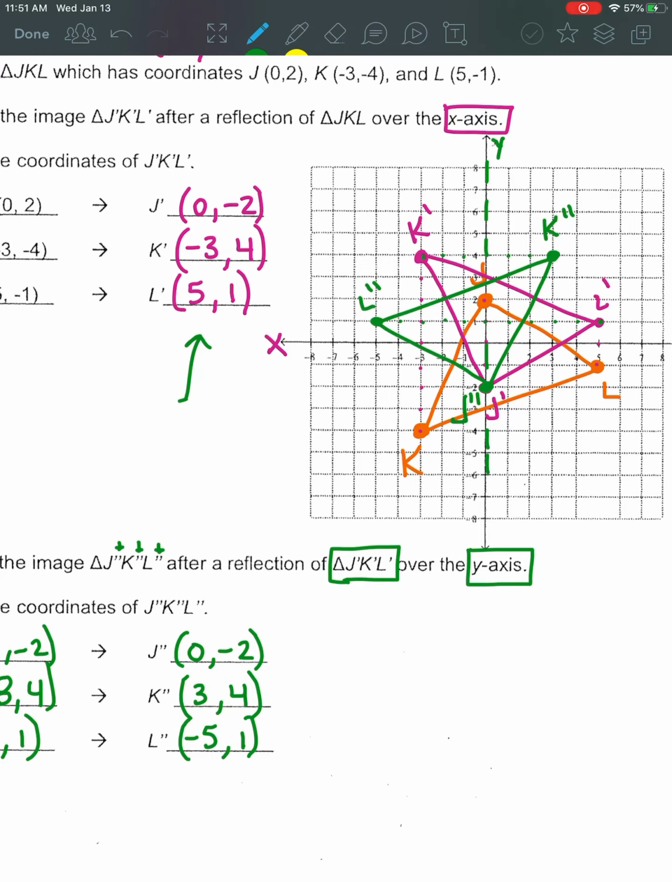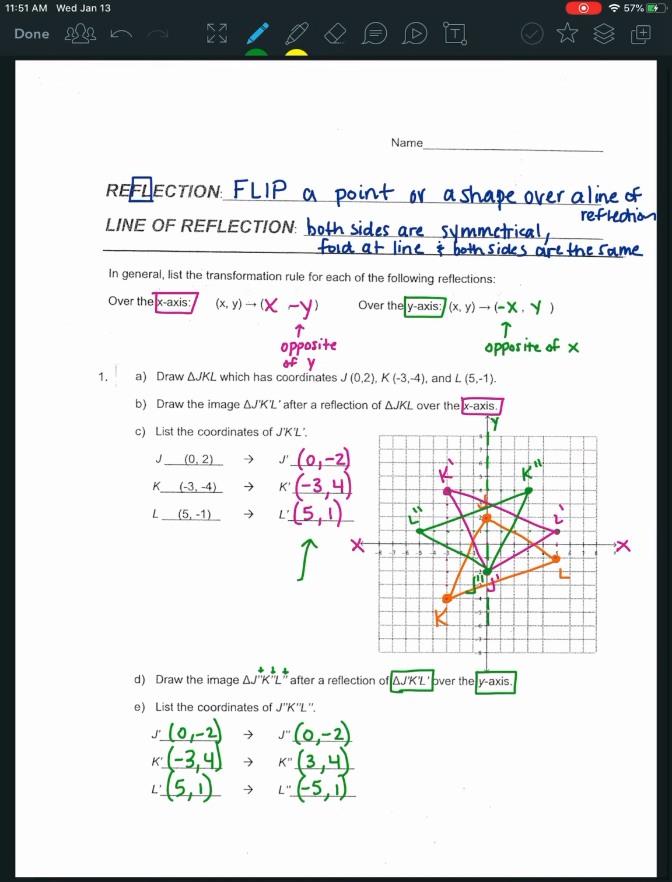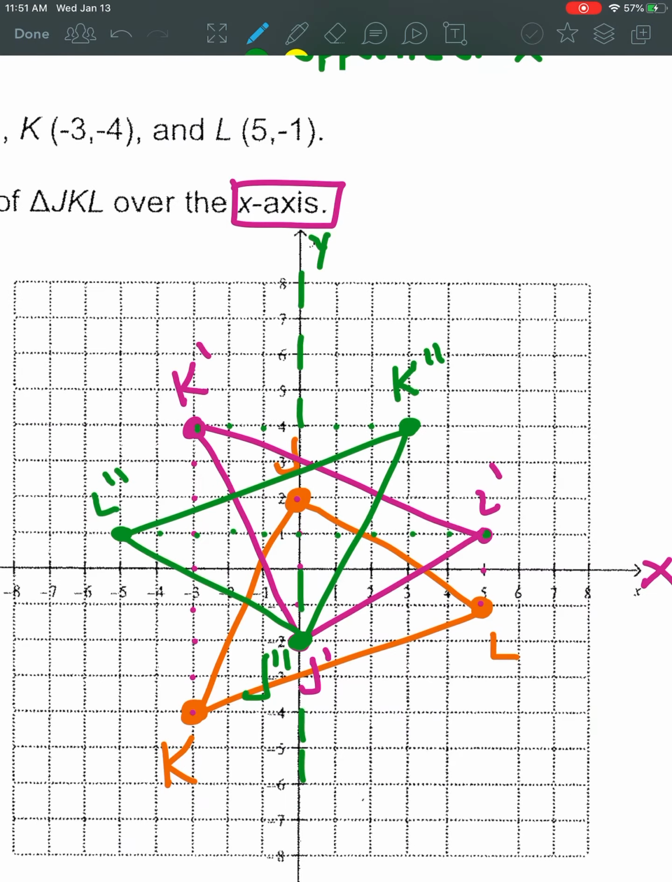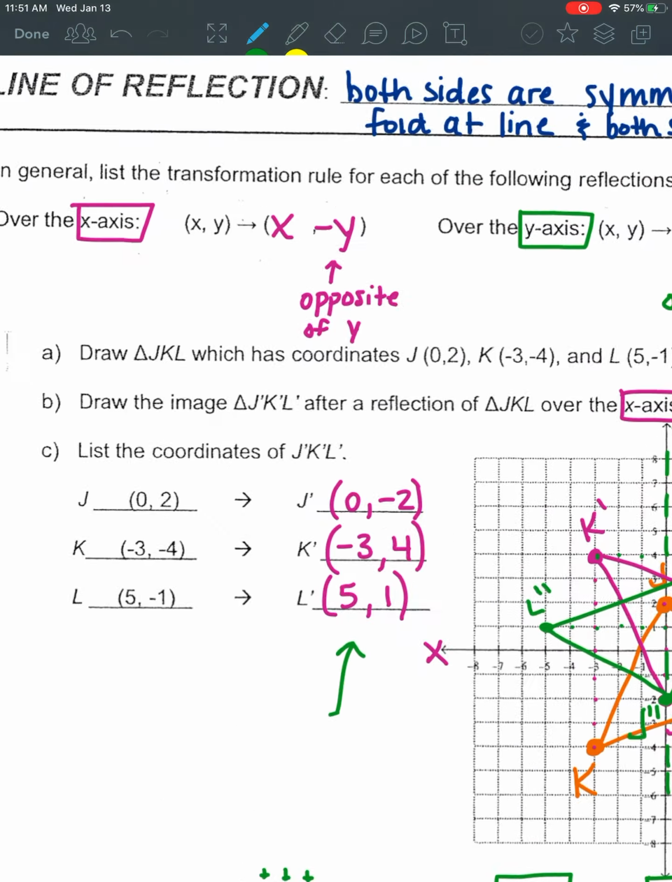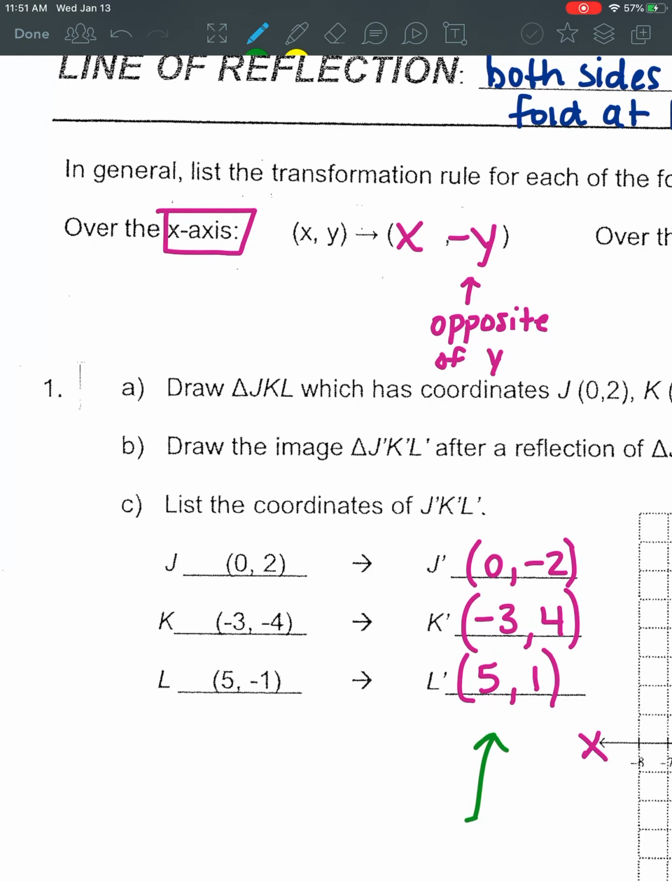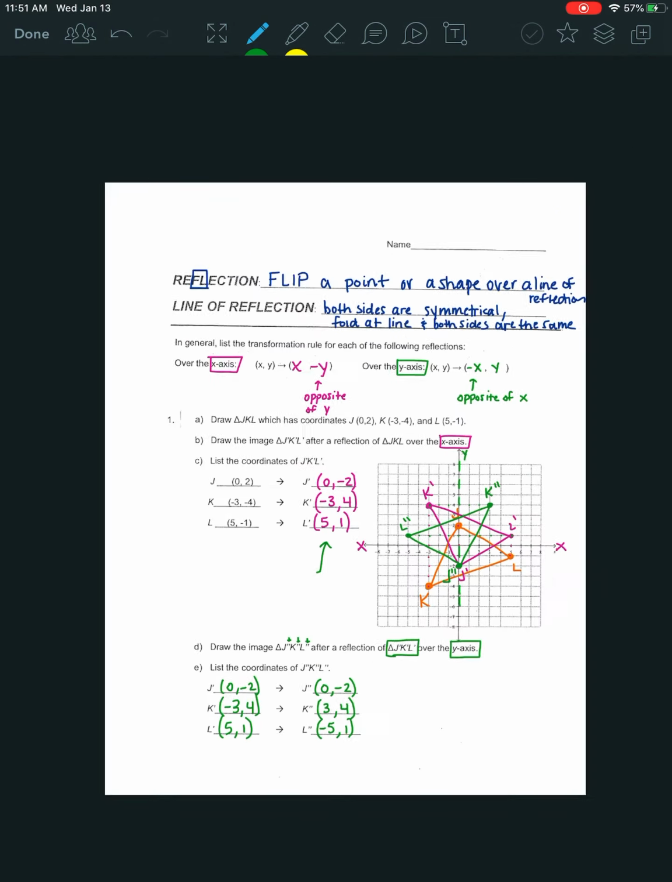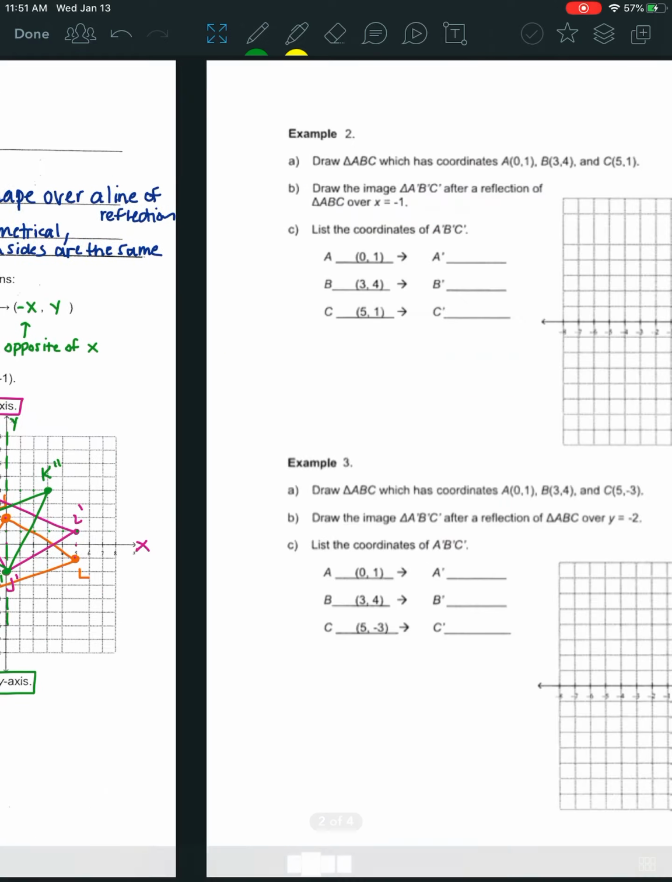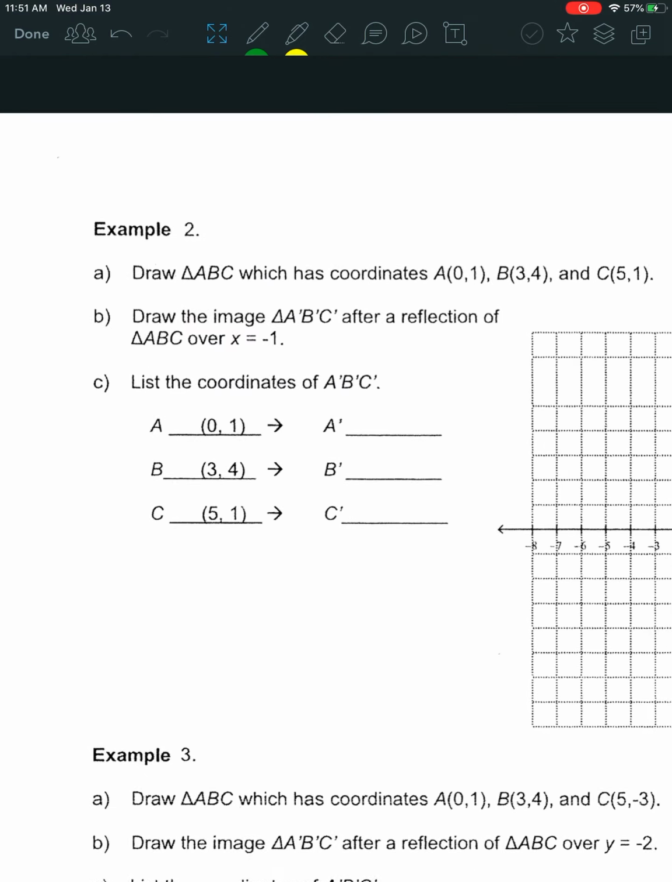And again, we could double check, are those correct? J double prime is 0, -2. K double prime is 3, 4. And L double prime is -5, 1. So those are correct, okay? So we're going to do it both ways, where we physically make the reflections on the graph, and then we also may just give you ordered pairs, and then you have to apply the rules correctly, okay?